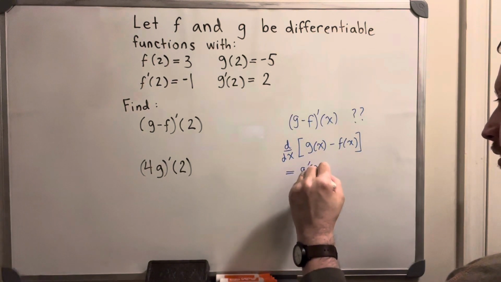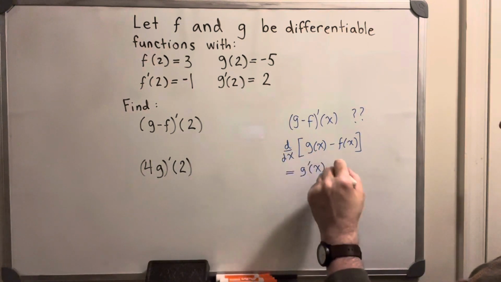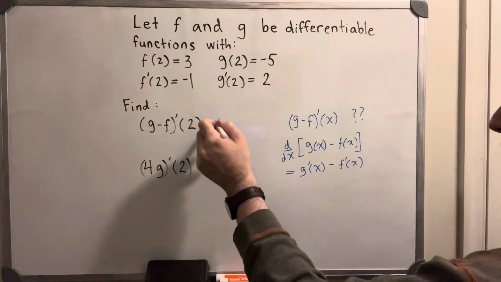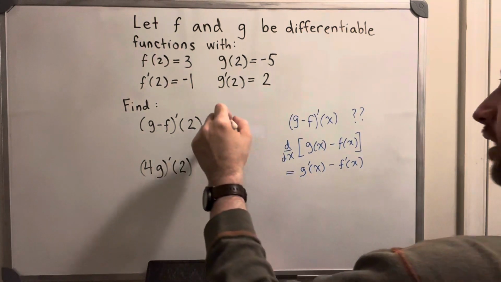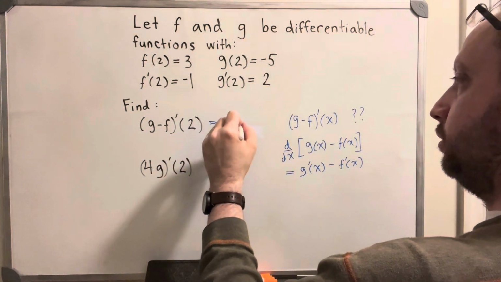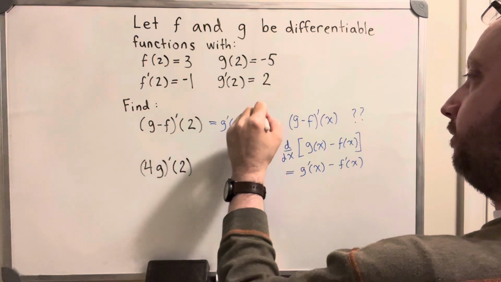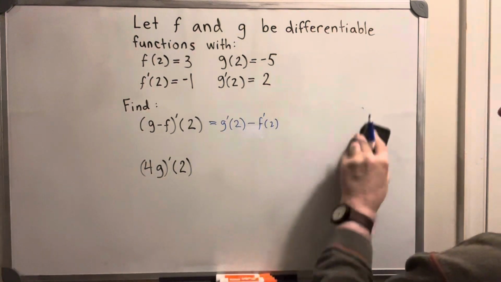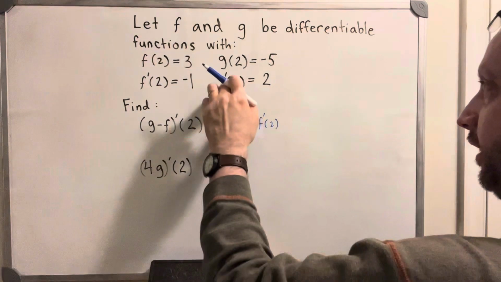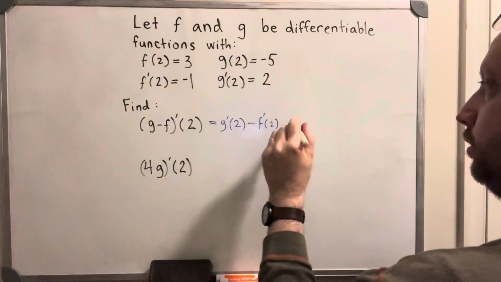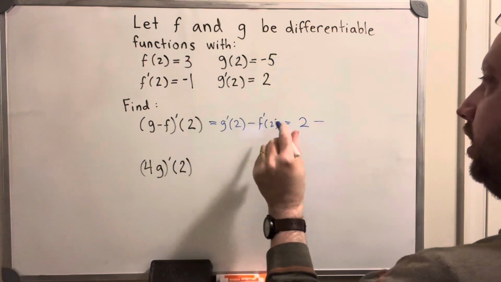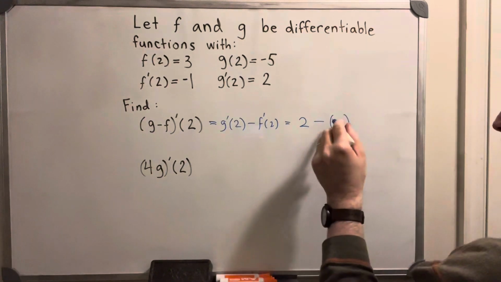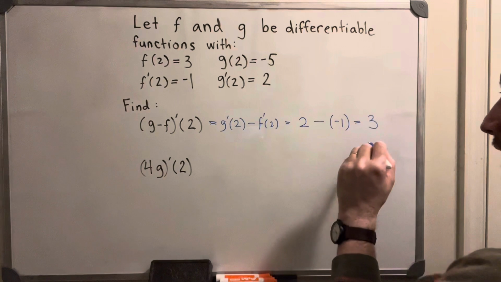I'm going to flip back to the original notation that we're using here. Okay, so in this problem, it means that we're saying g prime of 2 minus f prime of 2. Okay, what is g prime of 2? What's the derivative of g's value at 2? It's equal to 2 minus, what is f prime's value at 2? It's negative 1. 2 minus negative 1 is 2 plus 1, which is 3.